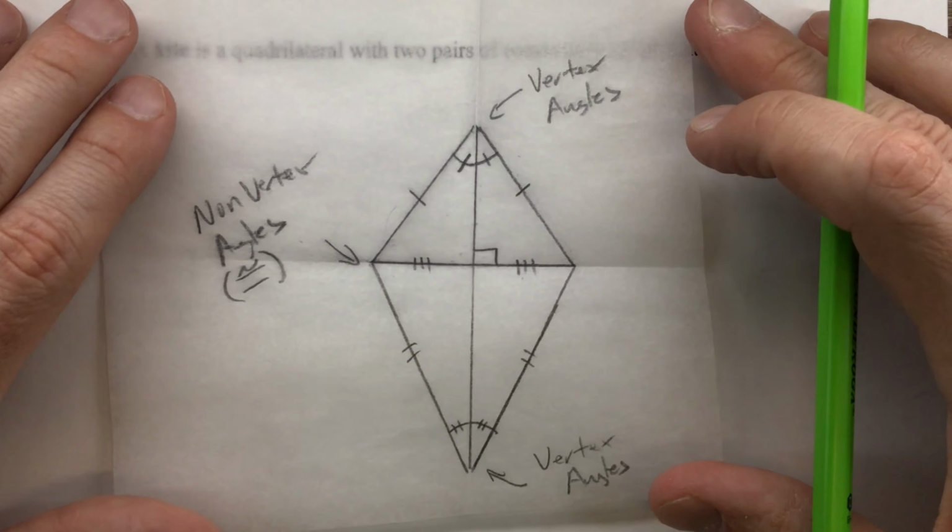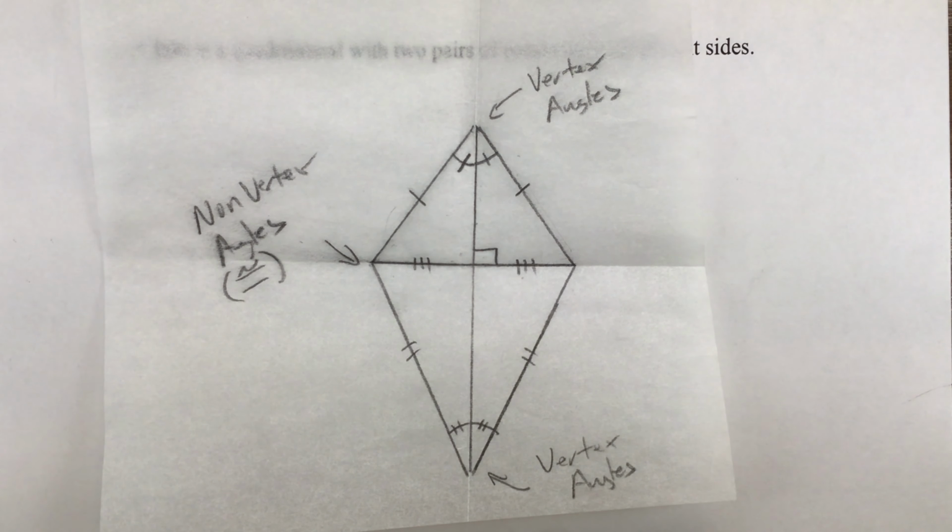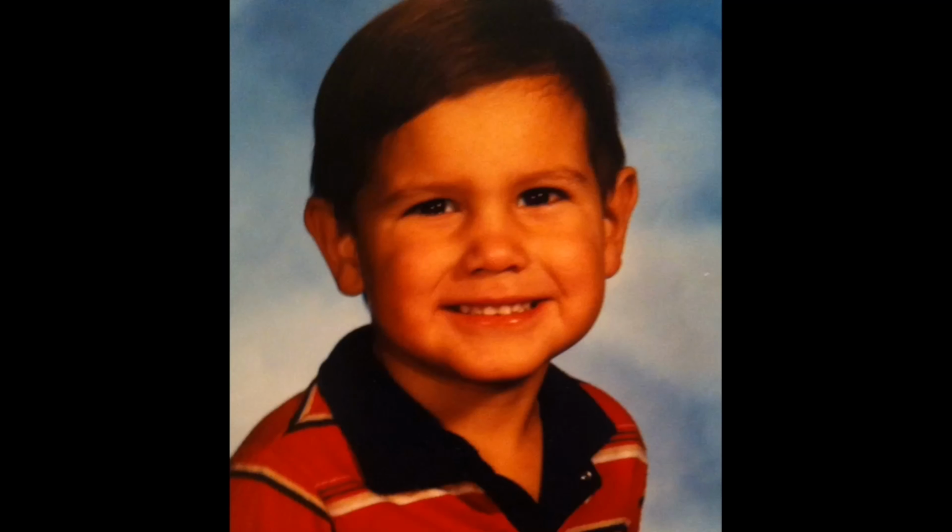All right, so overall, a kite has tons of properties, and there's a lot of things that we can do with this. You've got congruent sides, you've got some congruent triangles in different places, you've got angles being bisected, you've got a perpendicular. There's really a lot of things that we could do with this.